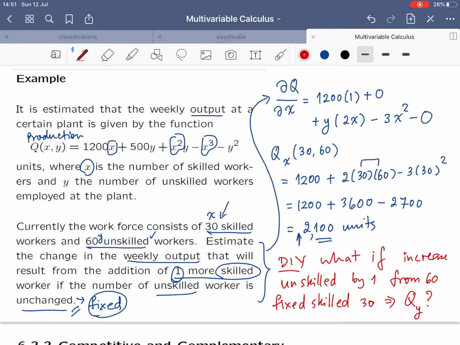So if you have this information, then you can decide by yourself whether you are going to add a skilled worker, or you want to add an unskilled worker. It depends on yourself, right? And depends on some other factors. For example, the money that you need to hire the skilled, or the money that you need to hire the unskilled, okay, depends on that kind of thing as well.